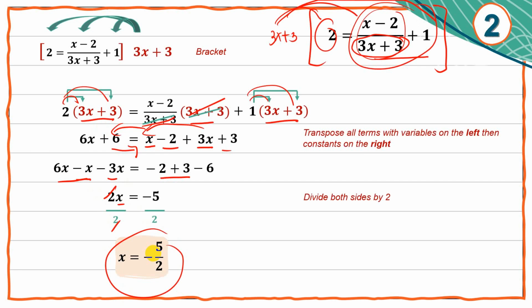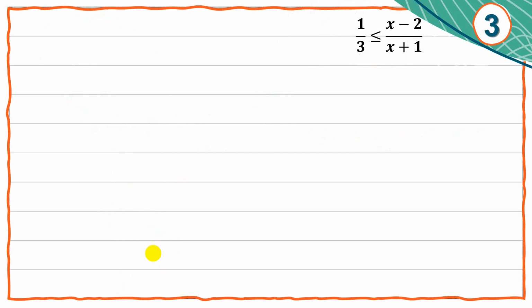Again, for example 1, we have single fractions for both sides, and for example 2, we don't have a single fraction in one of the sides. That's why we multiply the whole equation by the denominator present.